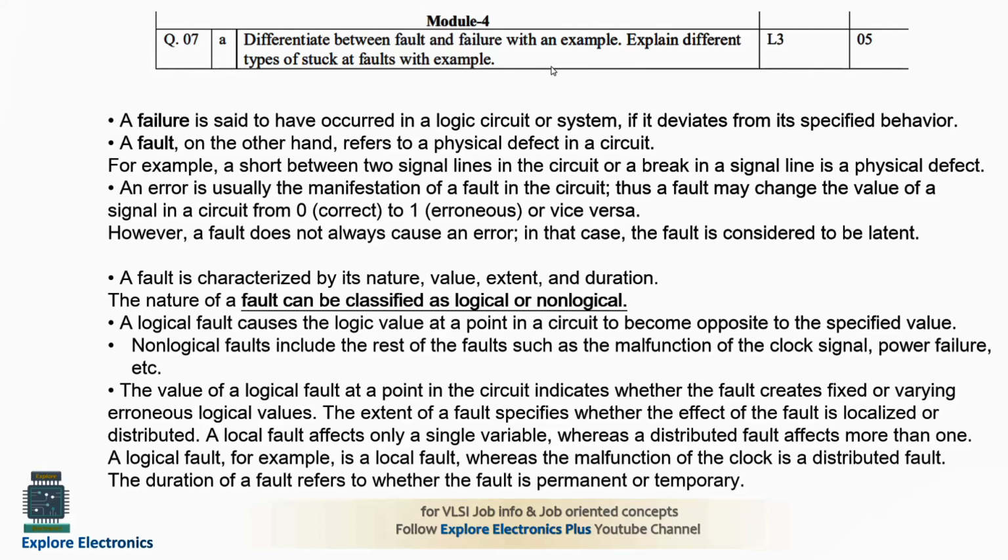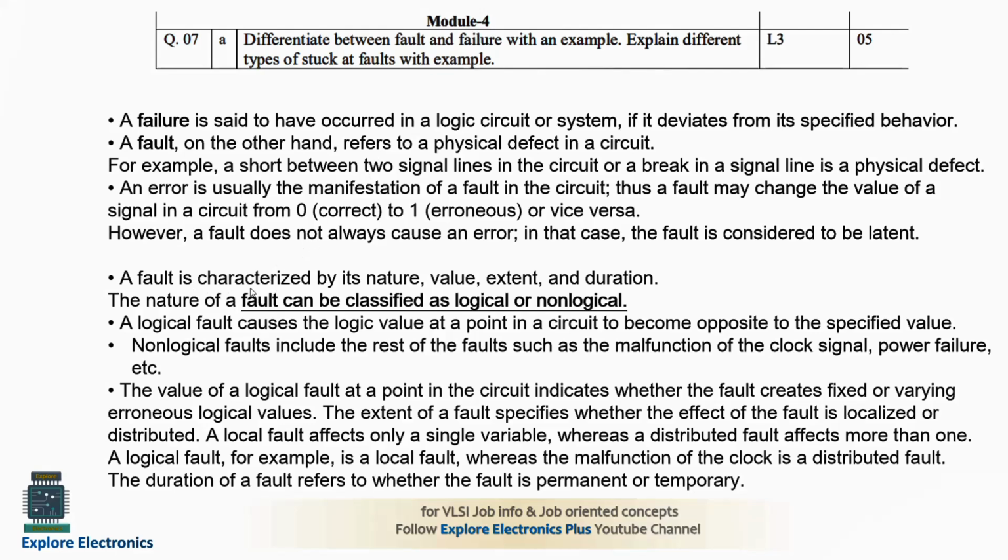A fault, in the sense, is a physical defect, like it can be a short circuit, or it can be an open line or open circuit between the two ends of the circuit. We call it a fault. So for example, you can see a short between two signal lines in a circuit, or a break in the signal line will be called a physical defect. That can be an example for the fault. And an error will usually be any signal in a circuit that may change from 0 to 1. If 0 is the correct state, it will be changed to 1 as an incorrect state. It may happen like this.